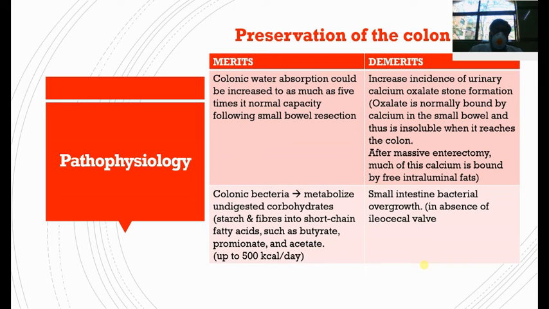While colonic bacteria metabolize undigested carbohydrates, starch, and fibers into short chain fatty acids such as butyrate, propionate and acetate, so these are the merits of the remaining colon inside the body of the patient. While the demerits are that the small intestine gets over-colonized with the colonic bacteria.